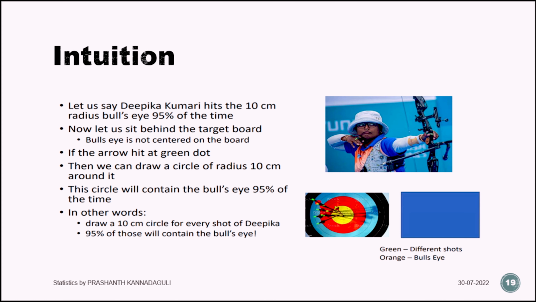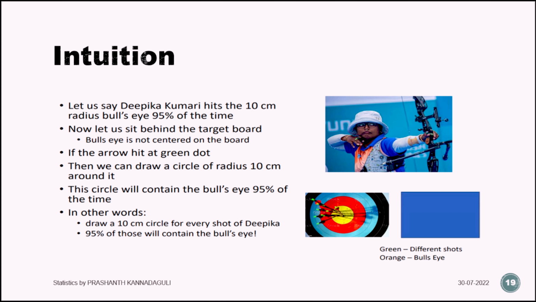I hope that is clear to you. I will mark some of the points. Let me change the color so that it becomes visible. Initially the arrow hits here, then here, then here. Some of them let me mark, like this. So the arrow hits at all these green dots. We are able to see that the arrow hits here.